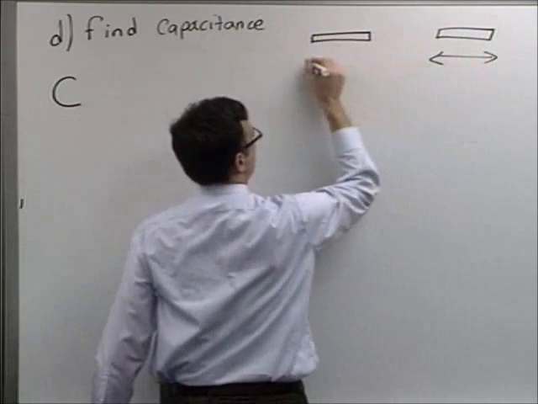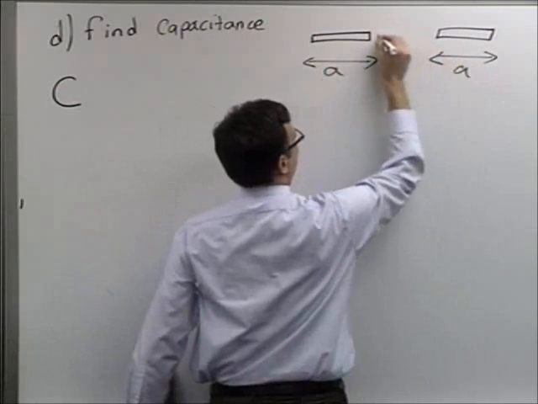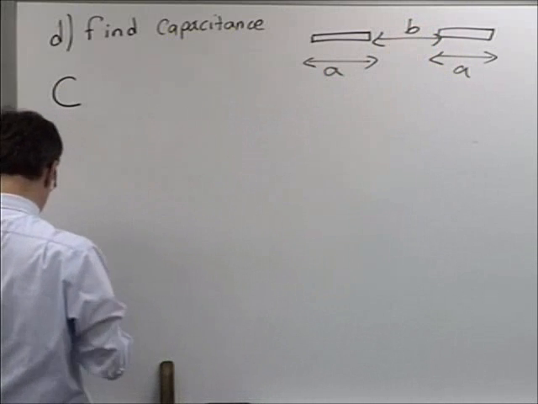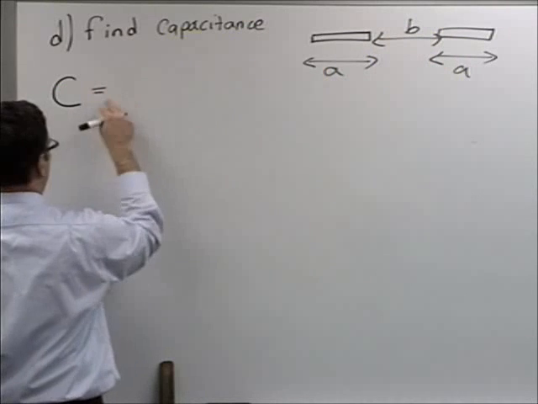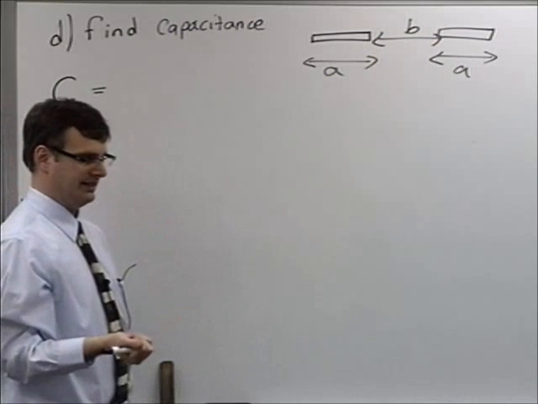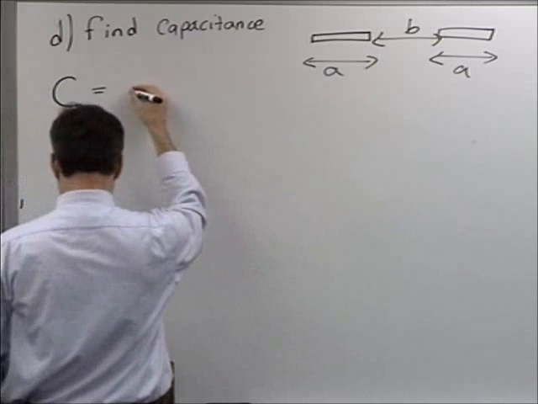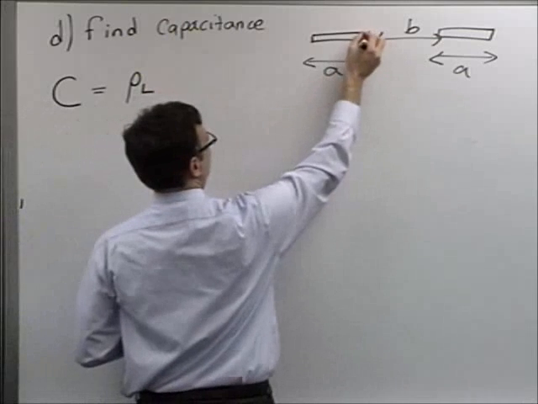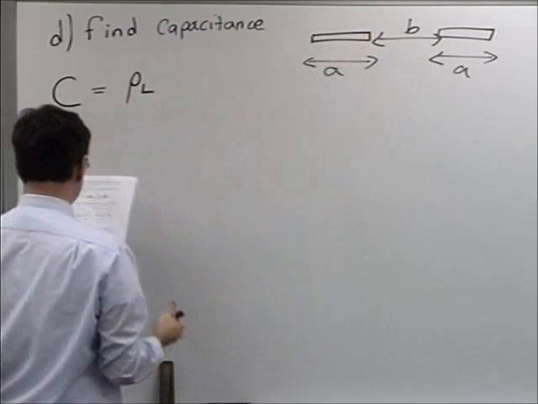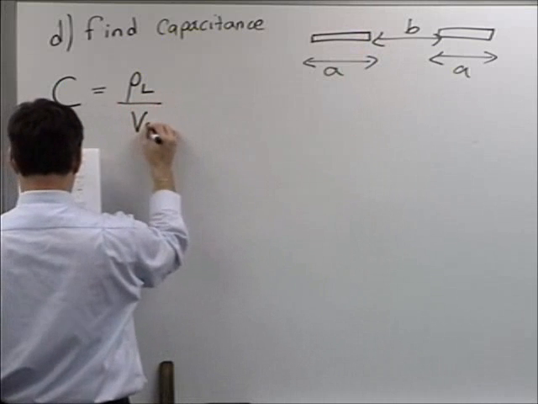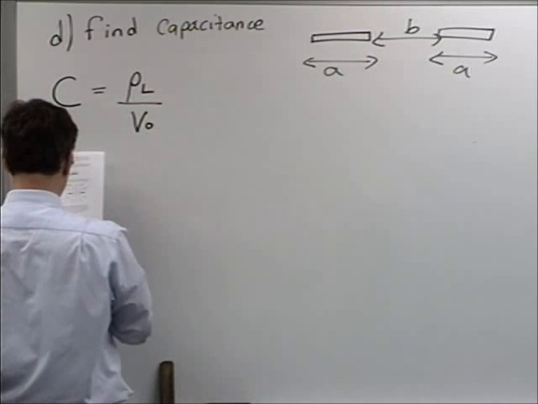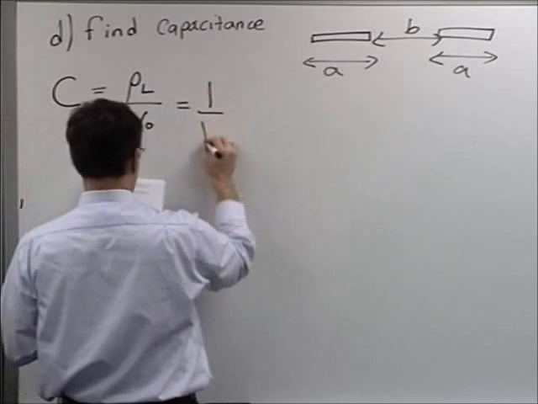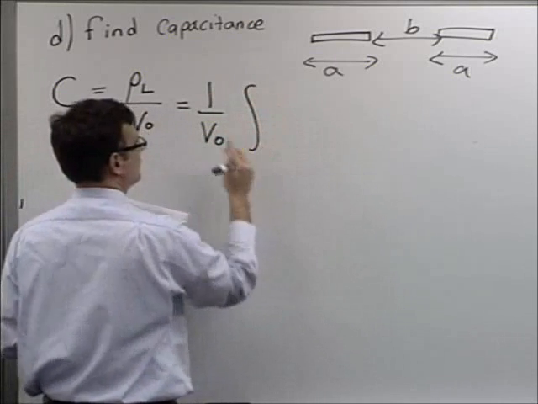These are width A apart, each of them, and they're separated by a distance B. So the per unit length capacitance, if this was a transmission line, would be the line charge, the total amount of charge on those lines, divided by the separation voltage. And that's going to be 1 over V naught, the integral. So how much charge is separated?